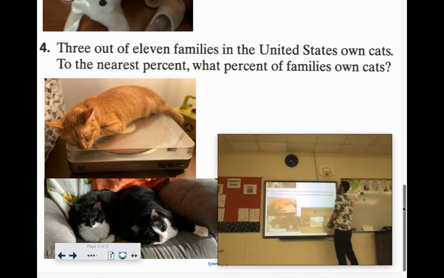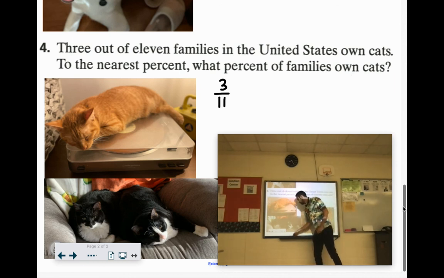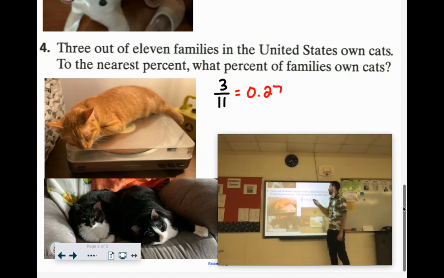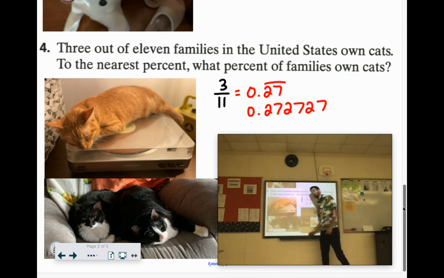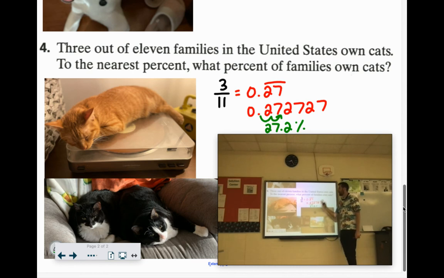3 out of 11 families in the United States own cats. To the nearest percent, what percent of families own cats? So 3 out of the 11 own cats. If you type that into your calculator, it'll tell you 0.27 repeating. We're actually going to scoop the decimal 2 places, so it would become 27.2%. And it said to round to the nearest percent, so we would keep it at 27%.